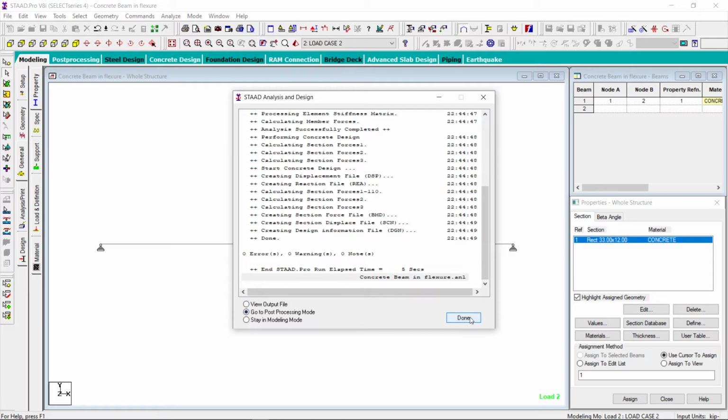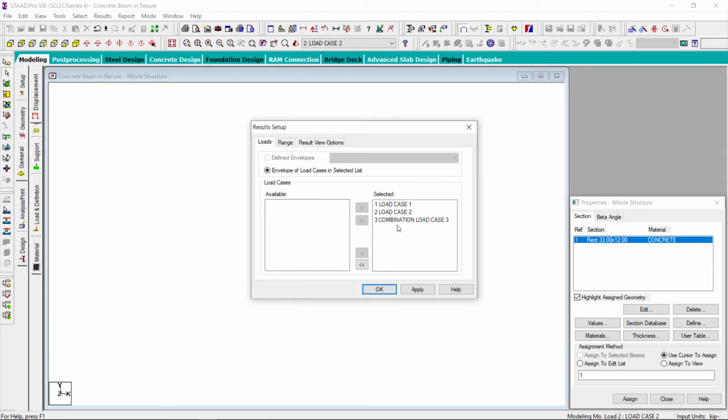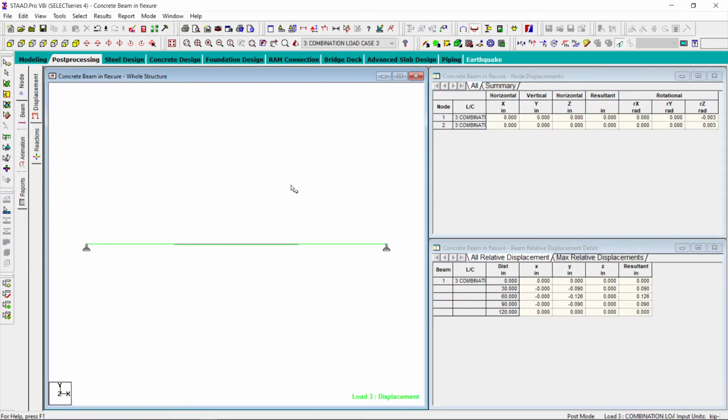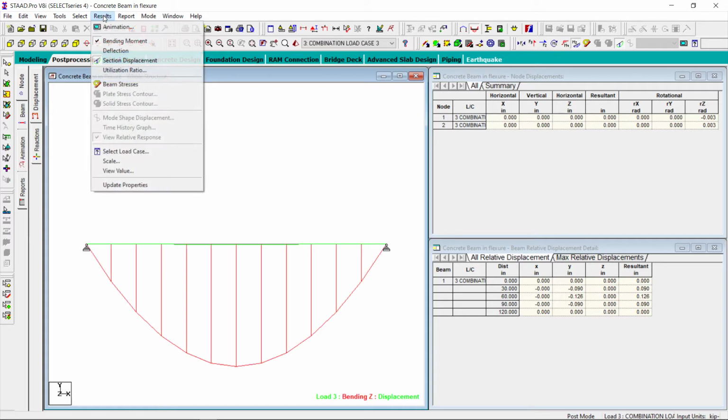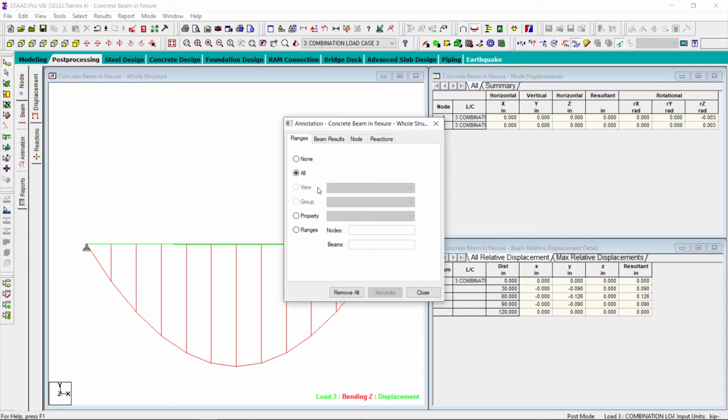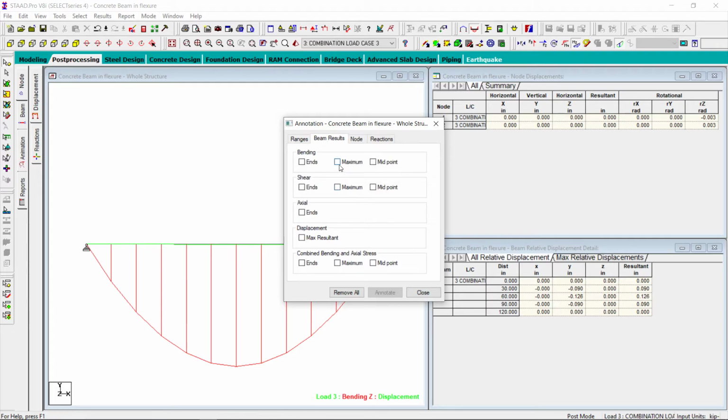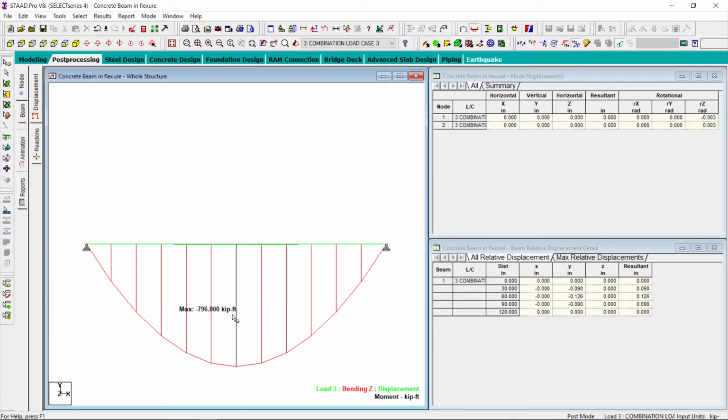We can go to post-processing and let us confirm that the moments calculated are okay. MZ, let's see the value. 796 is the maximum moment, so this is correct.